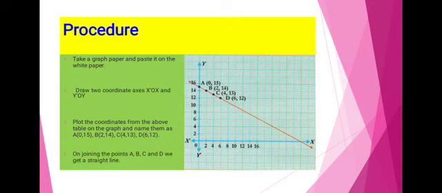Now we will plot the point (0, 15). Since the x coordinate is 0, the point (0, 15) lies on the y-axis. Since 1 big division is equal to 2 units, 15 is equal to 7 big divisions and 1 small division. So starting from 0, we move 7 big divisions and 1 small division, then plot a point on the y-axis and name it A (0, 15).